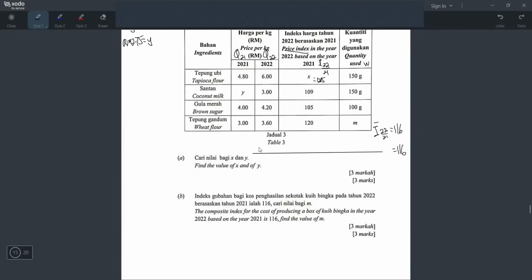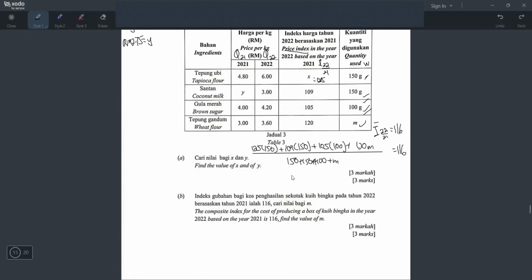So now we can use this. So it will be 125 times 150. Or you have to make sure they are the same unit. Gram. Okay, this one later it will come out in gram also. Plus 109 times 150 plus 105 times 100 plus 120 times M. And then divide total weightage, which is just 150 plus 150 plus 100 plus M.